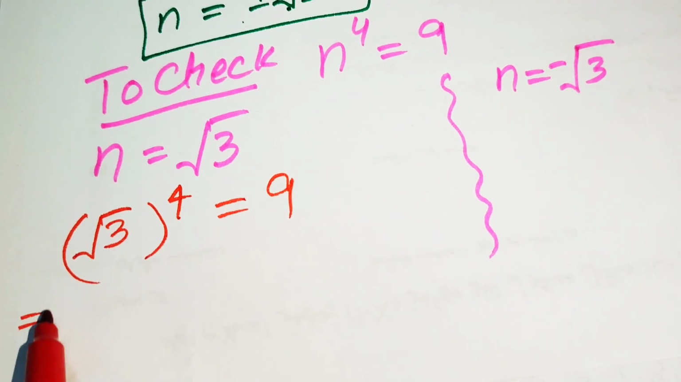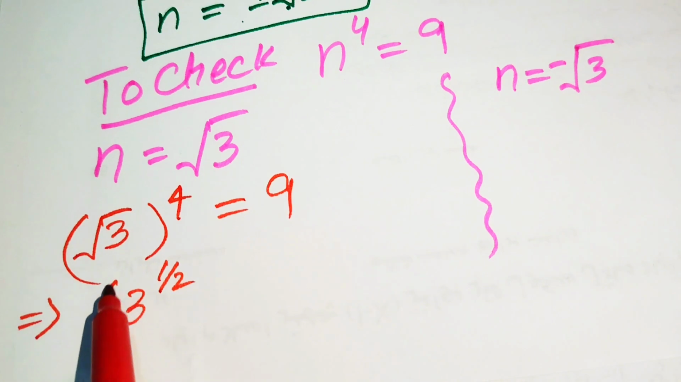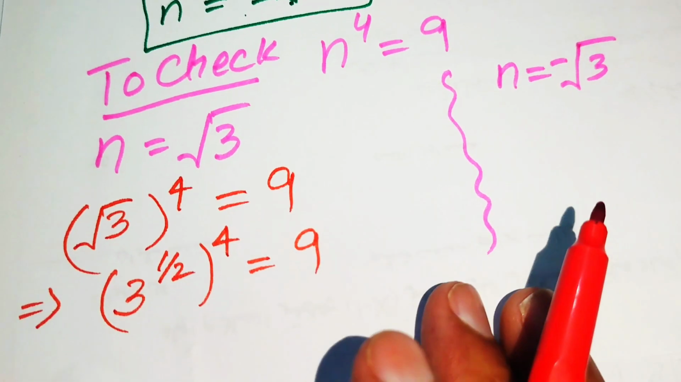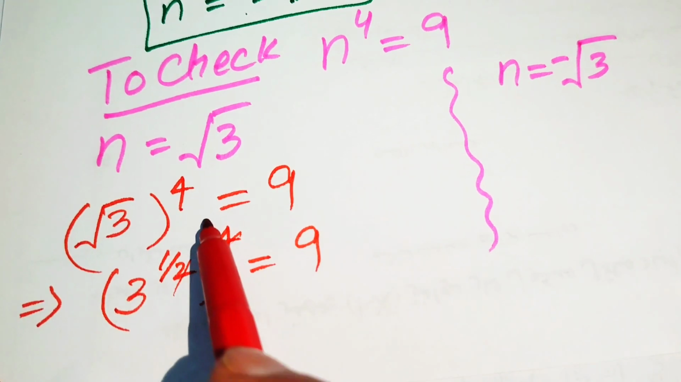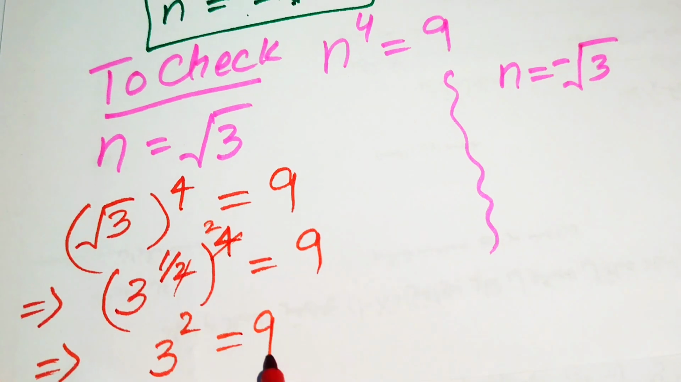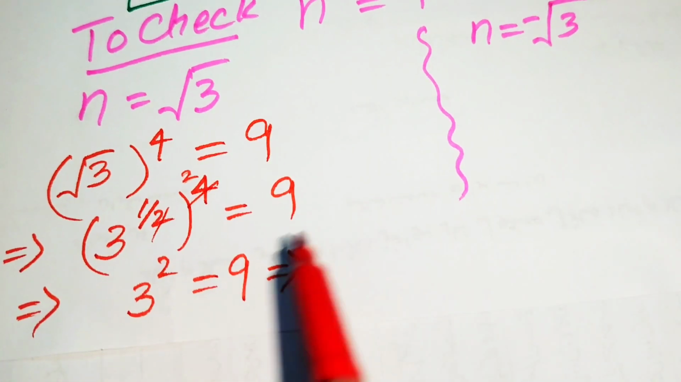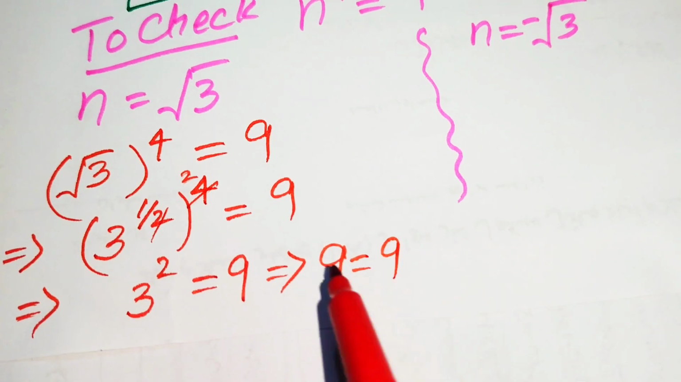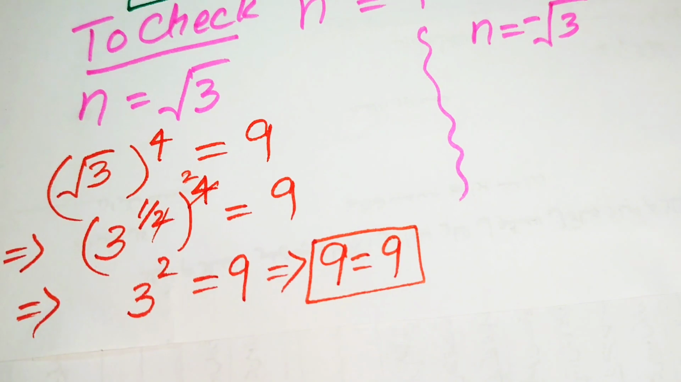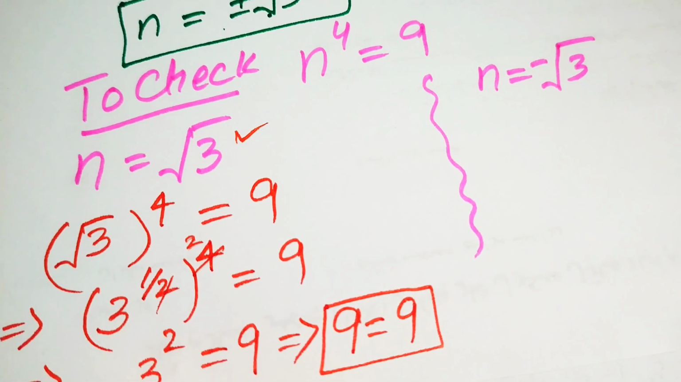So we convert this square root into exponential form, and it will be written as (3^(1/2))^4 = 9. You see here that 2 times 2 becomes 4, and we will get 3 squared equals 9. And this expression implies that 3 squared is equal to 9, equals 9. So this shows that the value of n equals square root of 3 satisfies the given question statement. So this is the first root of the given equation.